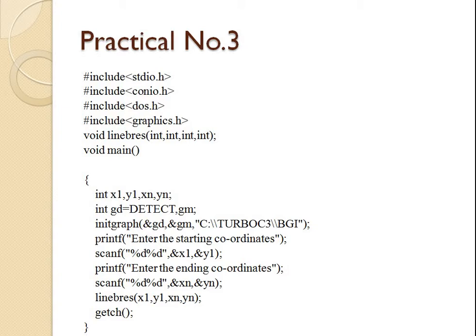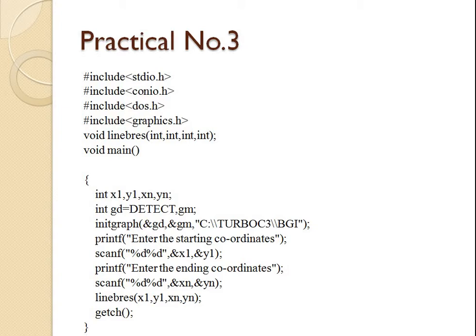Then we write the condition: if pk, the decision parameter, is less than 0, then we increment the x point and calculate the decision parameter e equal to e plus 2 into delta y. Otherwise, if the decision parameter is greater than 0, then we increment both the x and y values and calculate the decision parameter e equal to e plus 2 into dy minus 2 into dx, and repeat step 4 delta x times.